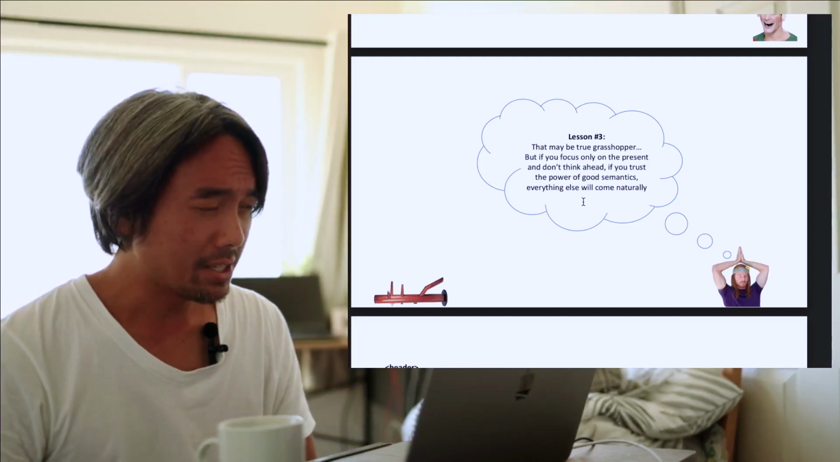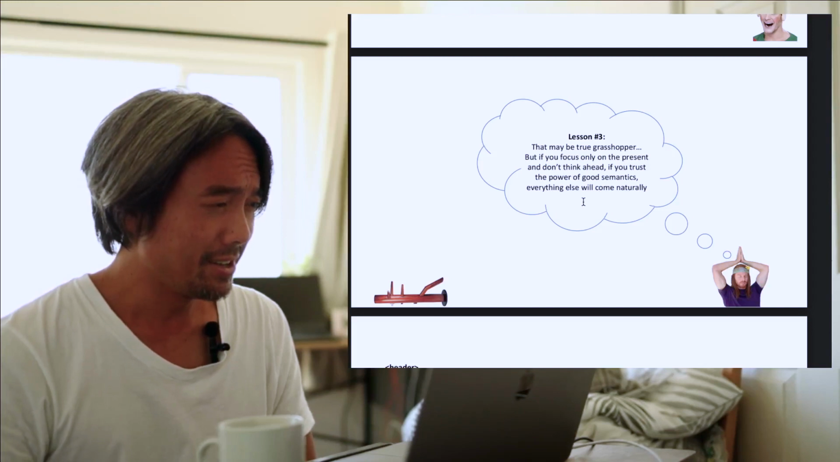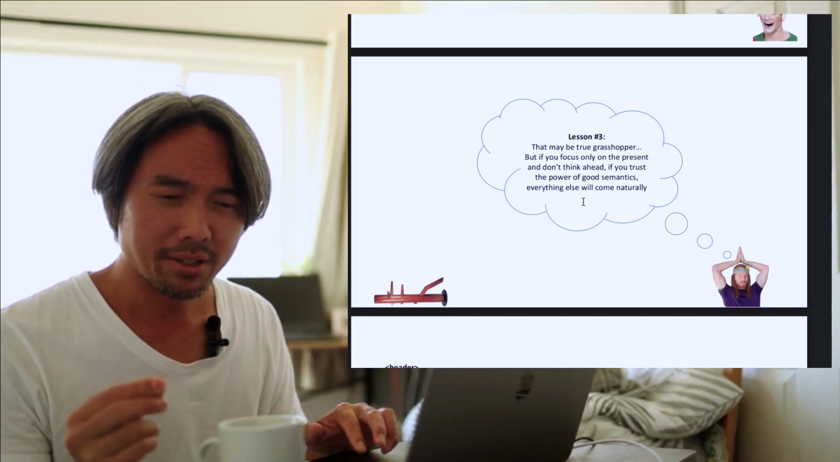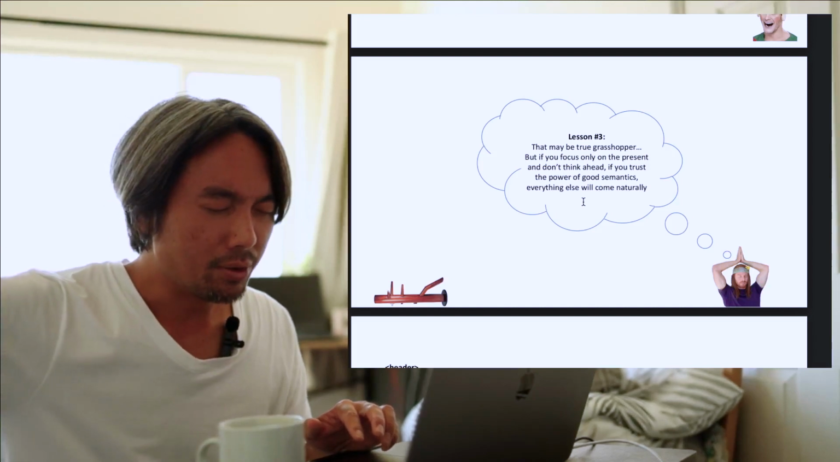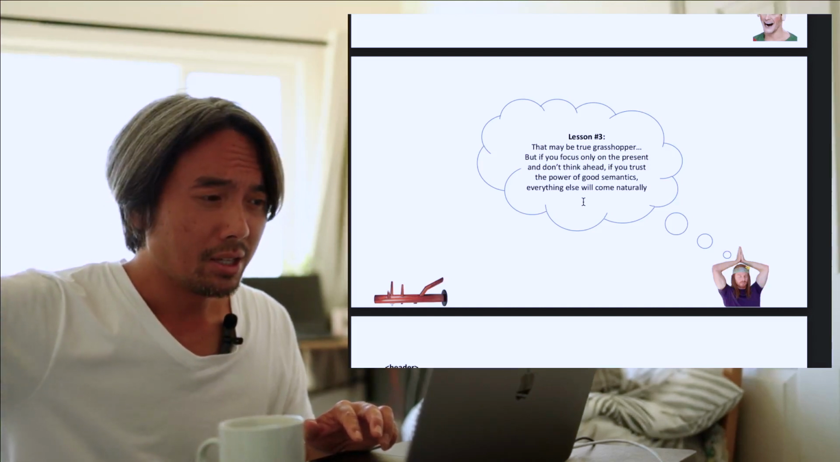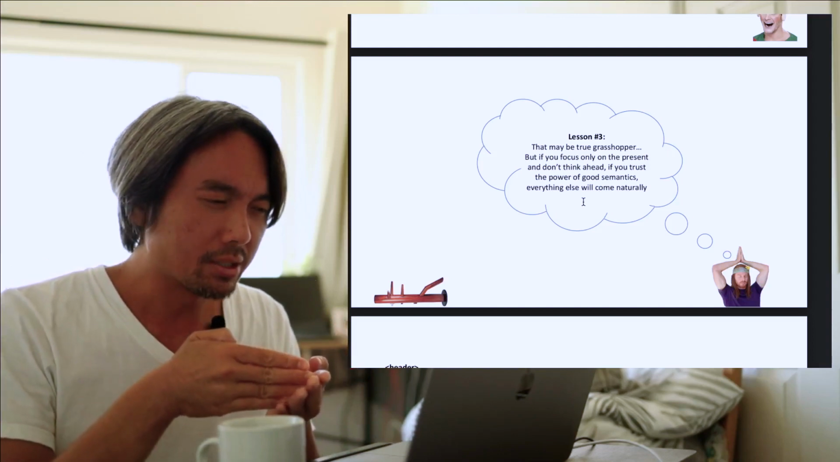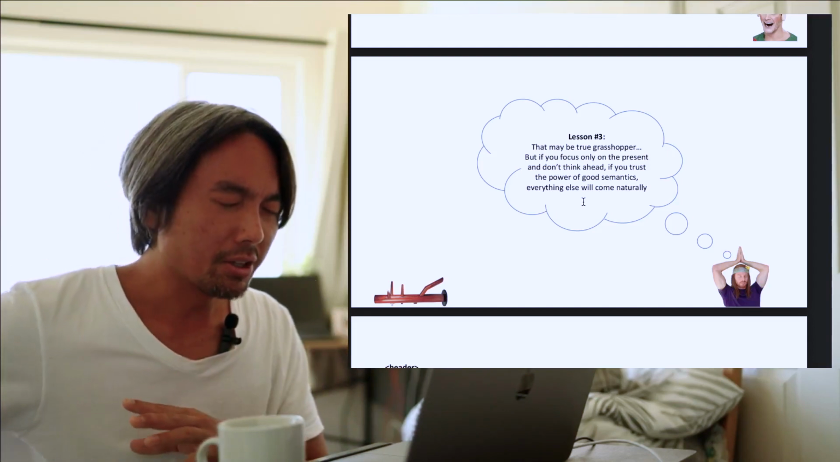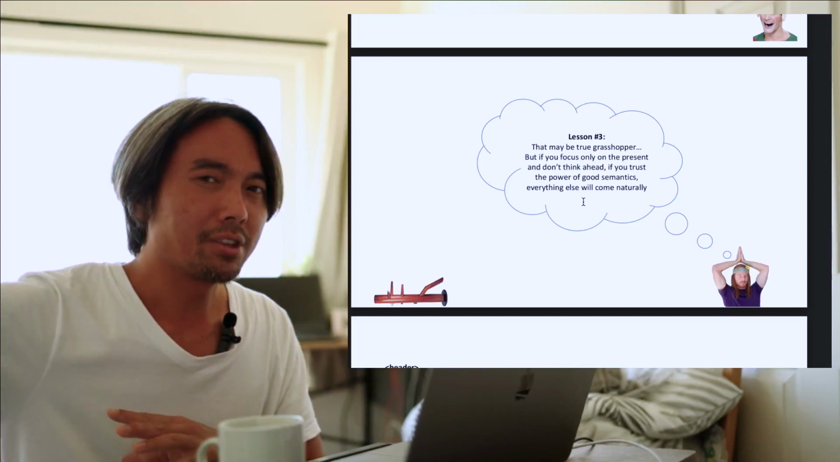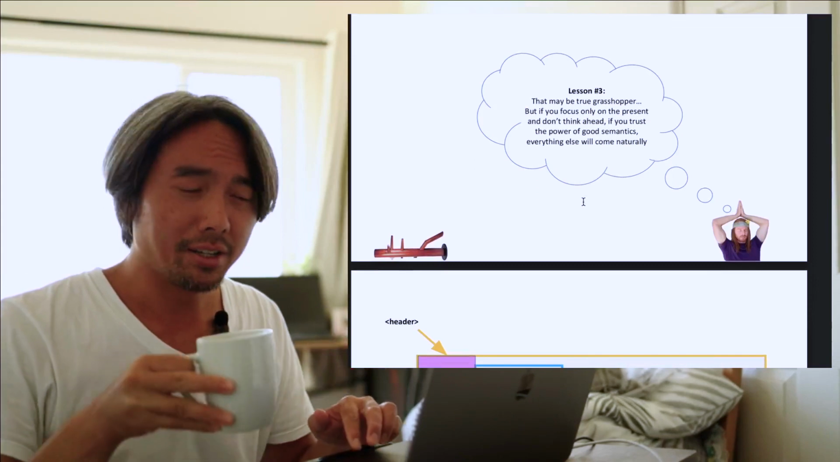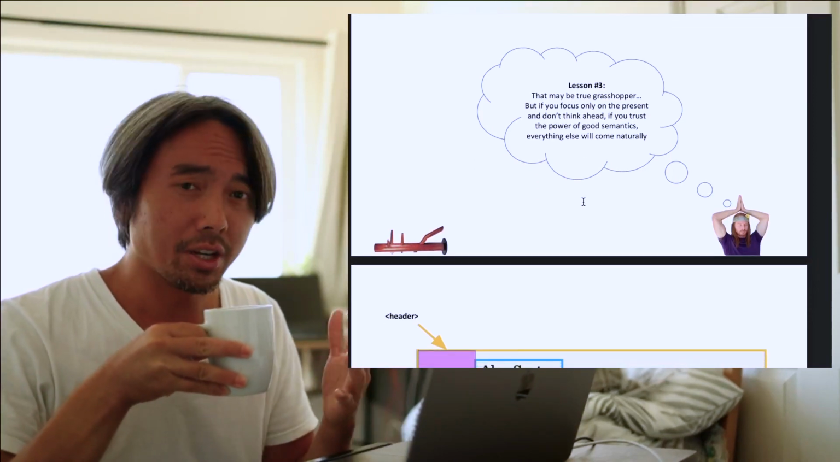Okay, so that's a deep lesson right there, in that if you just focus on the content and semantic HTML and not worry about the future, which is the visual design, if you just focus on doing that very good, describing the content very good, everything else later is going to come naturally. You don't even have to think about it. Okay? That's what he's saying here. He's saying just trust it. Just trust the moment.